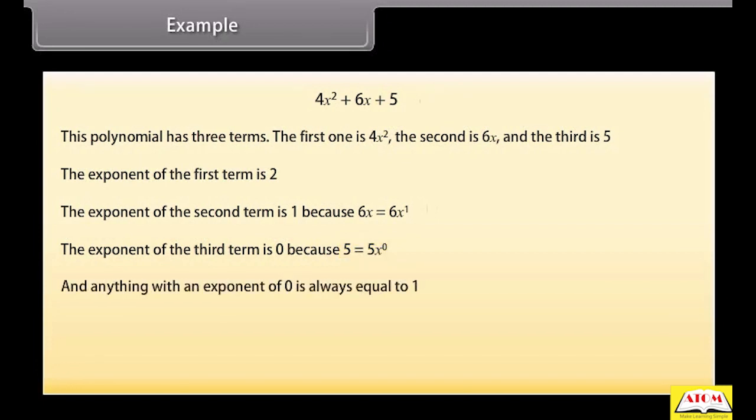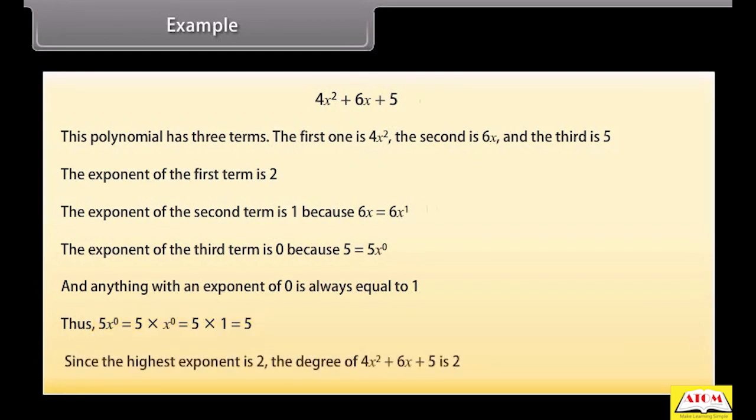And anything with an exponent of 0 is always equal to 1. Thus, 5x raised to the power 0 is equal to 5 into x raised to the power 0, which is equal to 5 into 1, which is equal to 5. Since the highest exponent is 2, the degree of 4x square plus 6x plus 5 is 2.